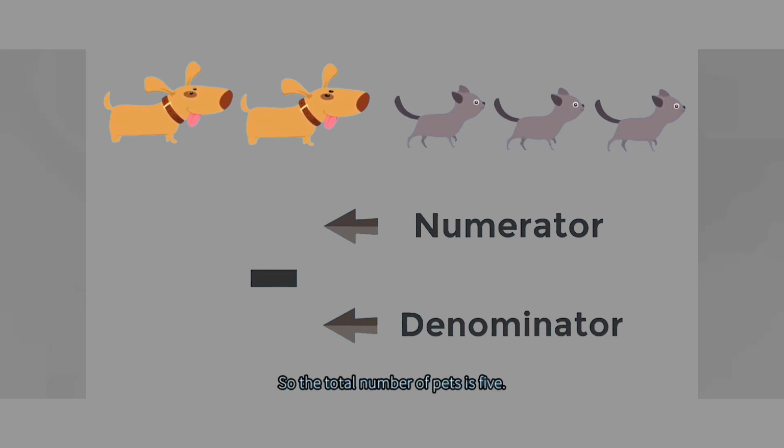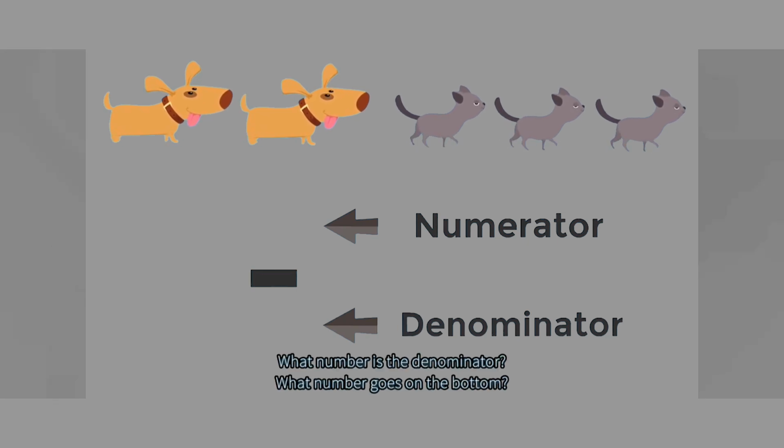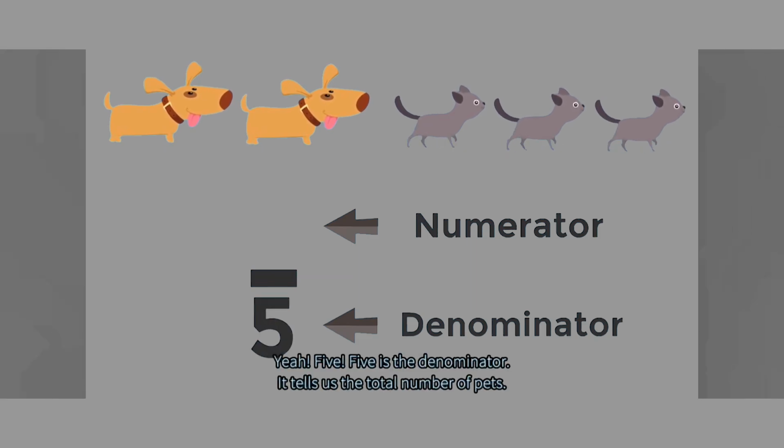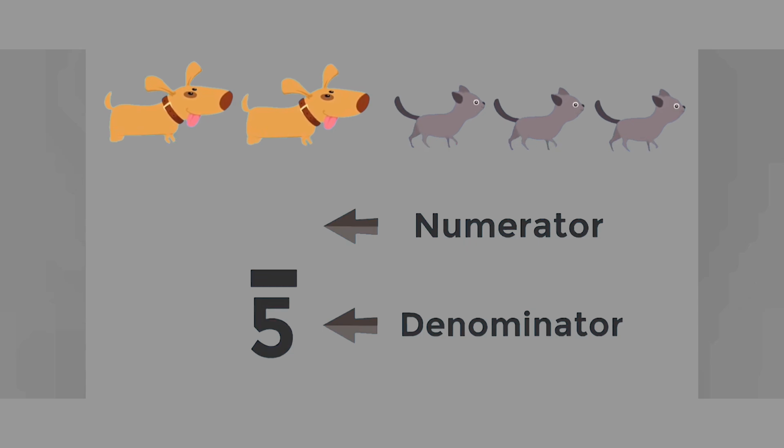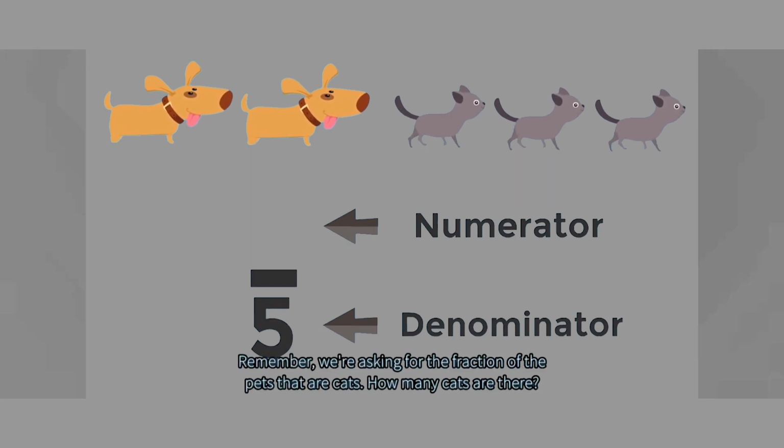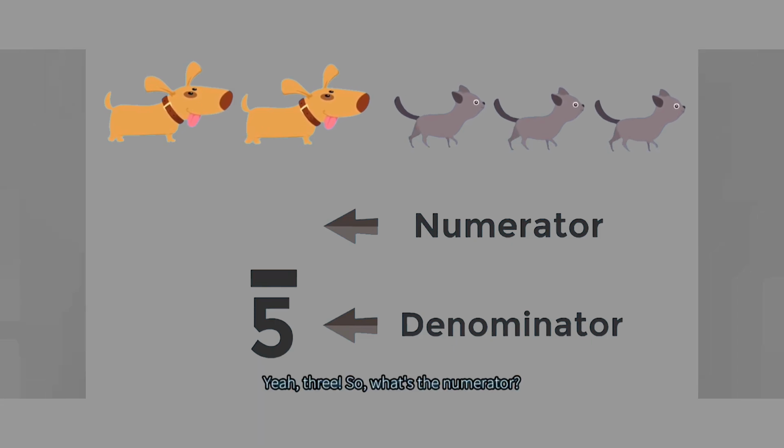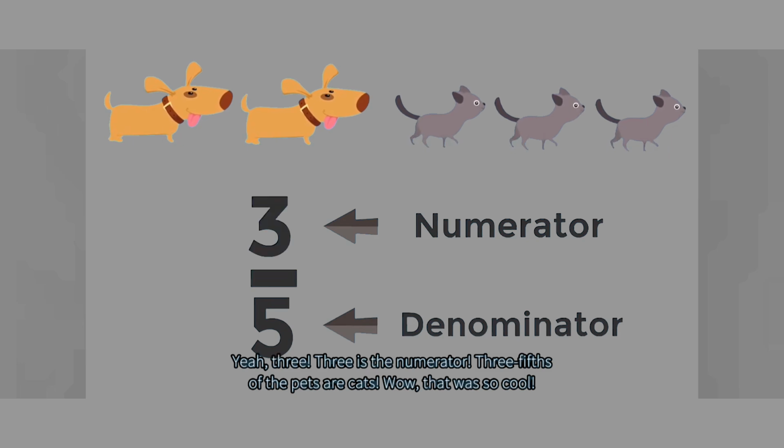So, the total number of pets is 5. What number is the denominator? What number goes on the bottom? Yeah, 5. 5 is the denominator. It tells us the total number of pets. Remember, we're asking for the fraction of the pets that are cats. How many cats are there? Yeah, 3. So what's the numerator? Yeah, 3. 3 is the numerator. 3/5 of the pets are cats. Wow, that was so cool!